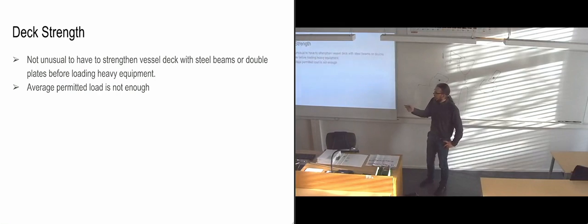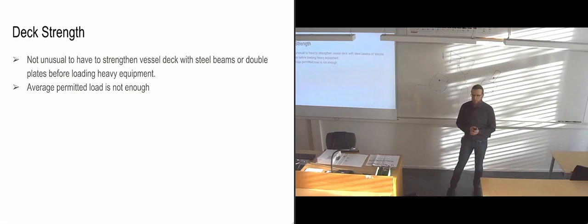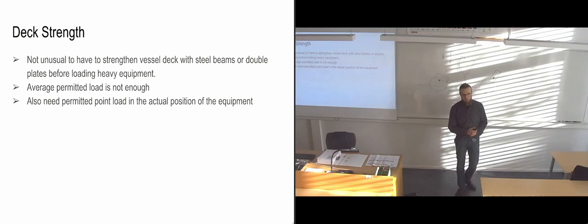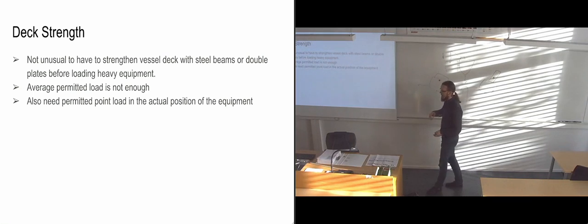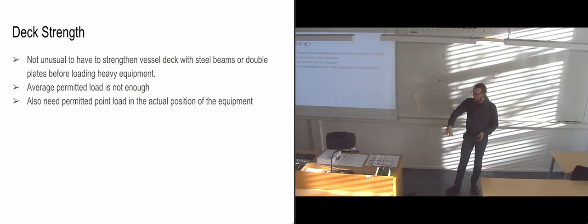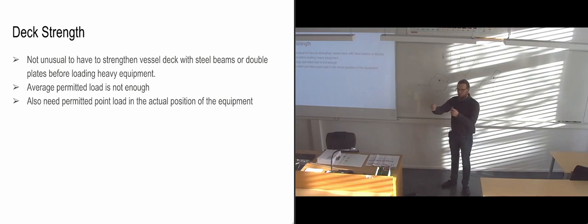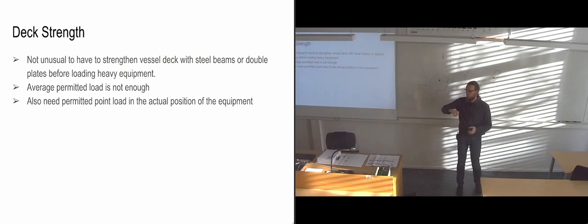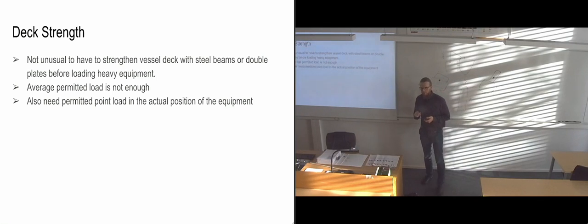And as I mentioned, the average permitted load per square meter, it's not enough to just calculate that and see that it's enough. You have to look at the point loads where you're actually placing the equipment. Because on the deck, you might have certain areas of the deck where you have quite a lot of structure underneath the deck, so that it's going to be quite stiff. There are a lot of beams underneath deck just to hold the rest of the structure up, so that it's going to be pretty strong. But then you have other parts of the deck where you will have long stretches between your beams because you don't need these heavy beams there.